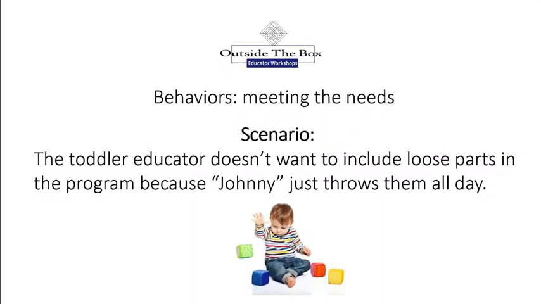Let's talk about behaviors. I often get this question. The toddler educator doesn't want to include loose parts in the program because Johnny just throws them all day. So let's talk about the behavior. The first step you're going to take is identify the behavior and then understand the developmental level of the child. We know that Johnny is a toddler, and therefore he is exploring cause and effect. The second step you're going to take is tell the child and teach the child what they can do instead.